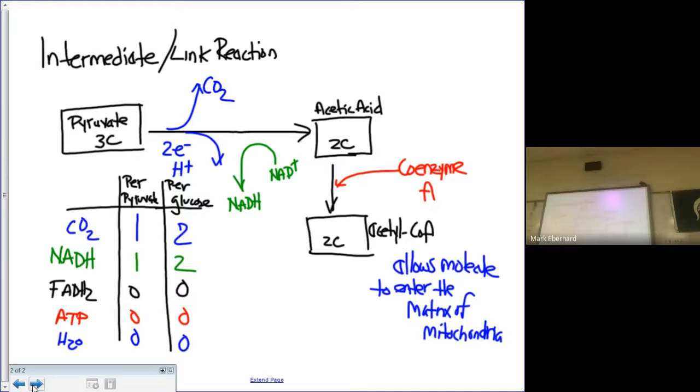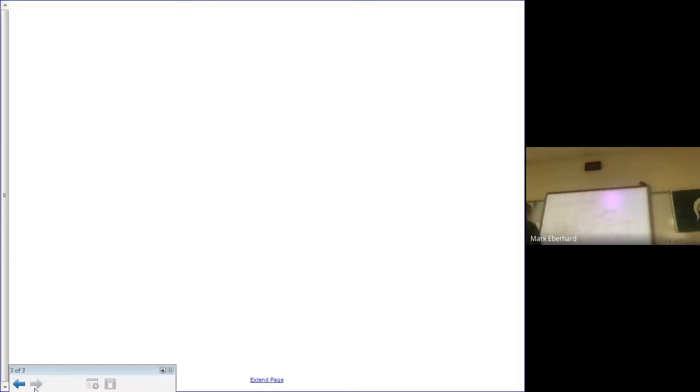All right, so now that we have acetyl-CoA, we have moved into the mitochondria. So we are now inside the organelle. We are all the way in the interior. We are in the matrix, the dense fluid that sits inside the inner membrane. And that is where we're going to have what's called the Krebs cycle or citric acid cycle.